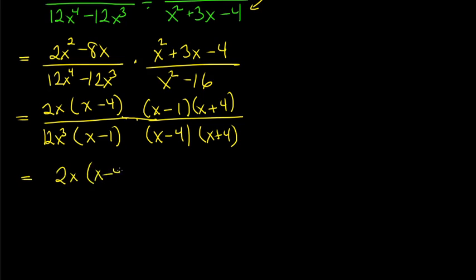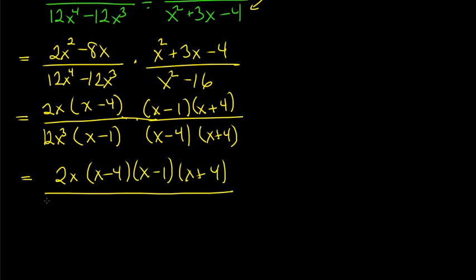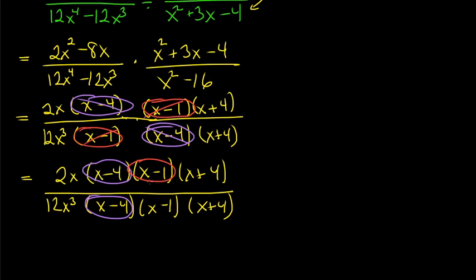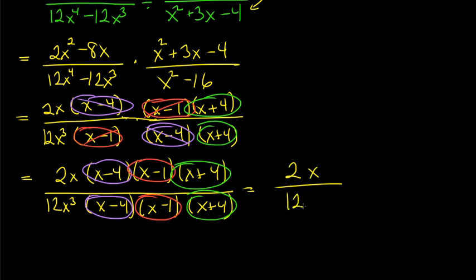You can multiply, you have x minus 4, x minus 1, x plus 4, all in the numerator. And then in the denominator, we have 12, x cubed, x minus 4, x minus 1, x plus 4. You can see why I wrote it in that order, because everything cancels. Not everything, but you can see x minus 4 here cancels with this x minus 4. That's just writing them on top of each other like that. And the x minus 1 cancels with this x minus 1. Same thing here. And finally, the x plus 4, that was already on top of each other. So everything here that I circled cancels. And so it looks like we're just left with 2x over 12x cubed.